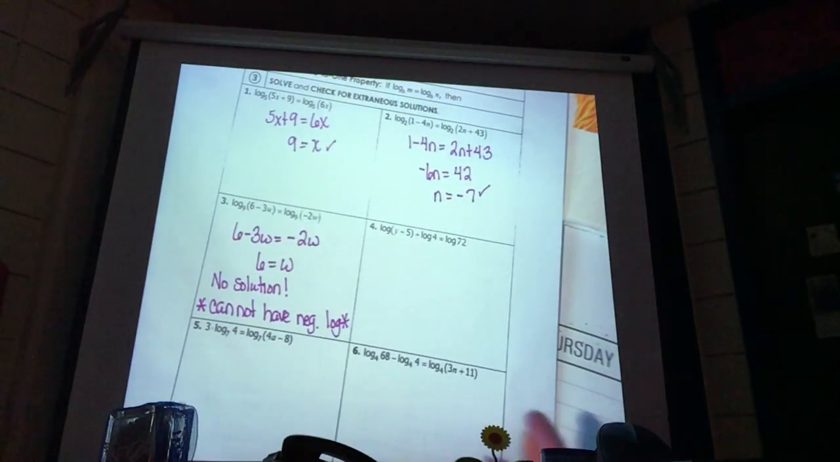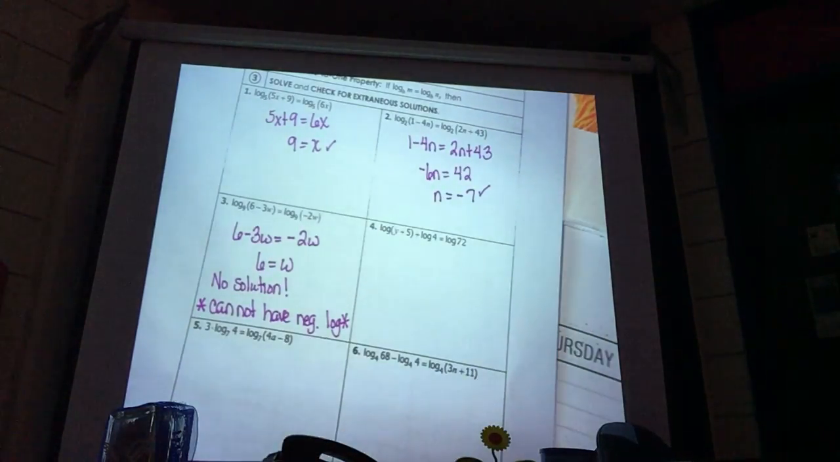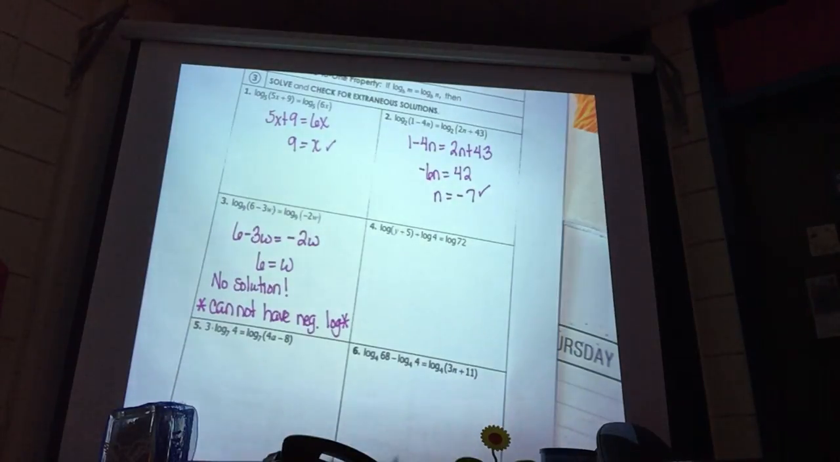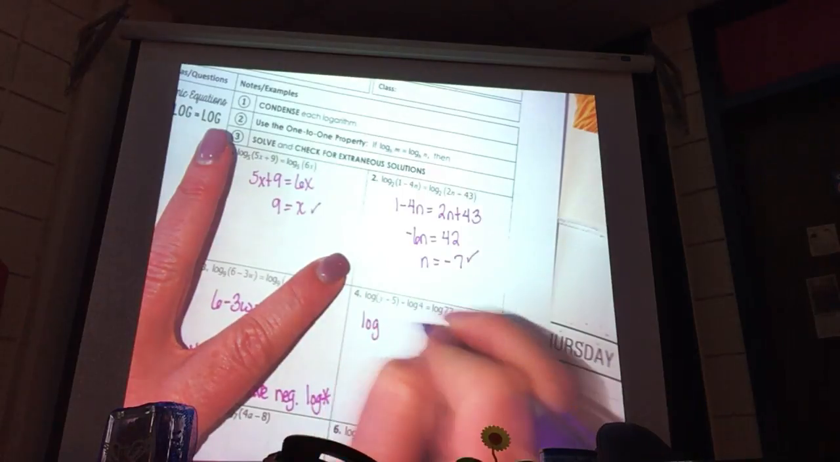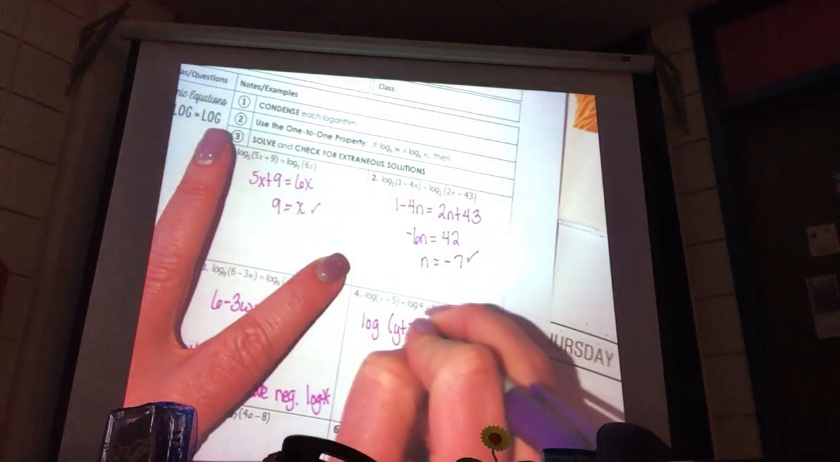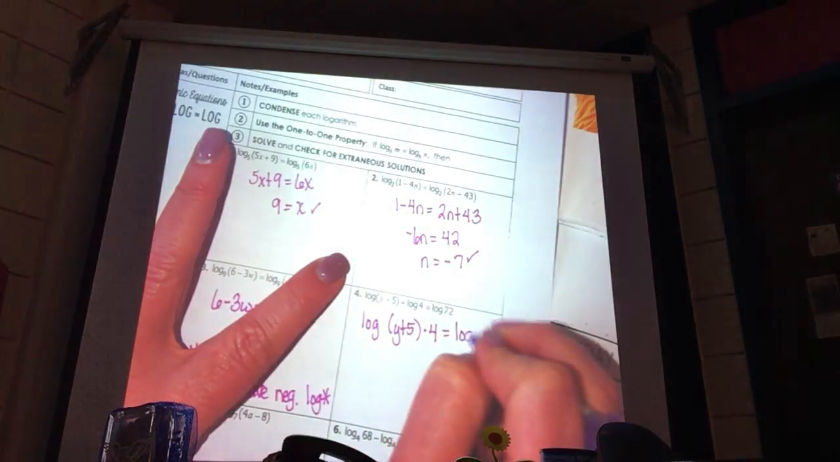Okay, guys, for number 4. I have log of y plus 5 plus log of 4 is equal to the log of 72. All right, first thing I have to do is condense. So when I'm adding, what do I do? I'm going to multiply. So I have log of y plus 5 times 4 is equal to the log of 72.